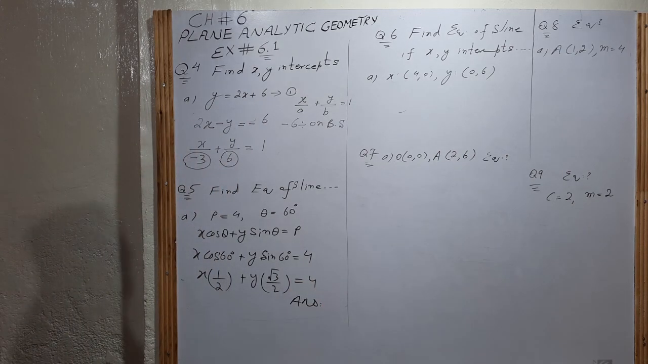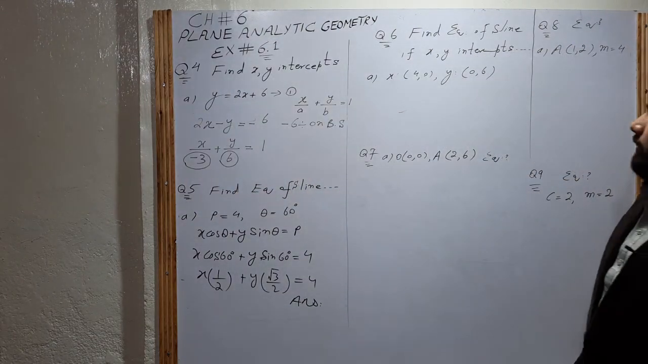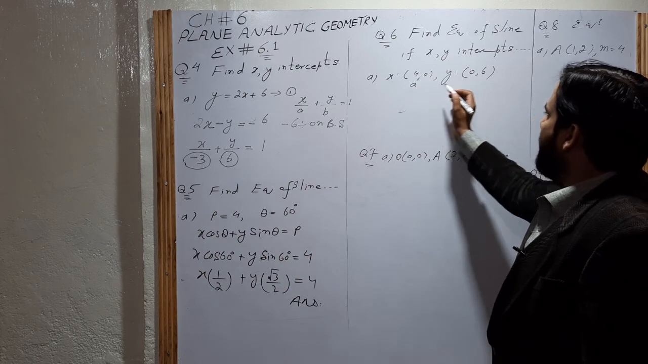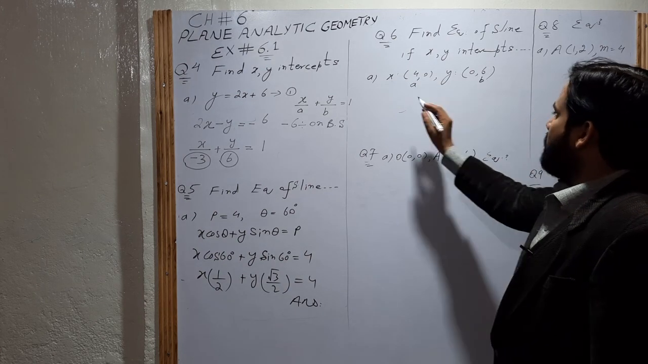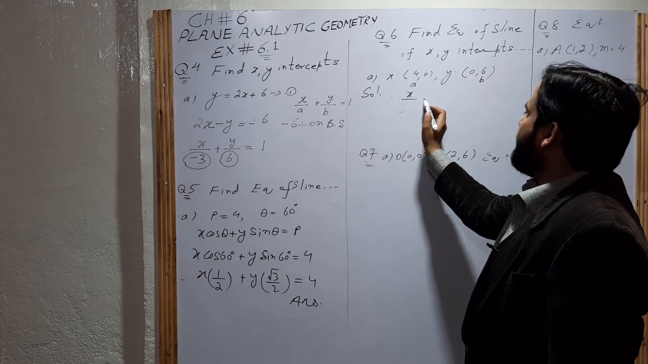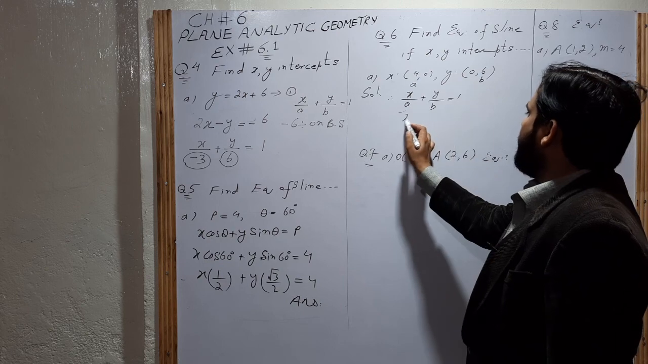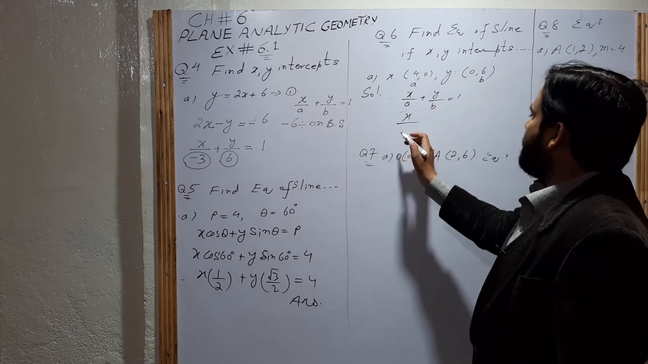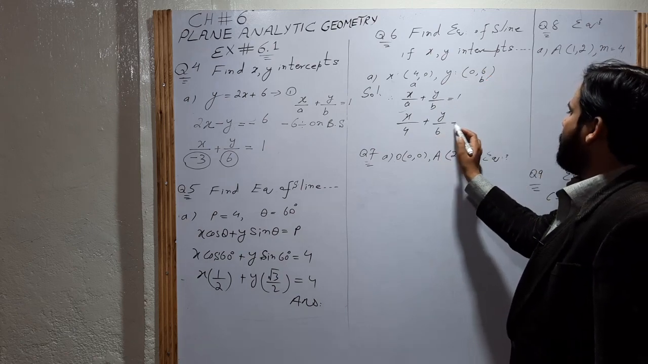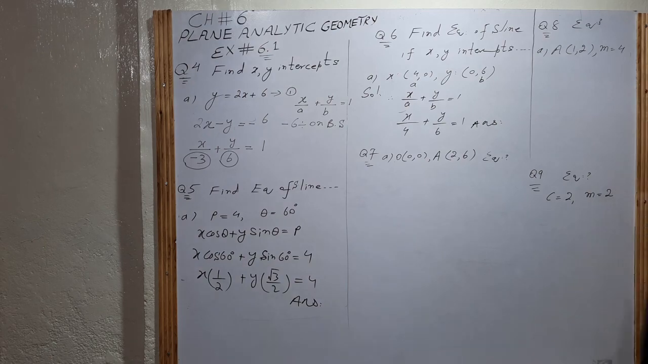Question number 6: find the equation of the straight line if x and y intercepts are given. It means that it is a because it is the x intercept, and it is b because it is the y intercept. So the two intercept form is x over a plus y over b is equal to 1. Replace the x intercept a, which is 4, plus y over b, the intercept, which is 6, equal to 1, and this is the two intercept form of the straight line.